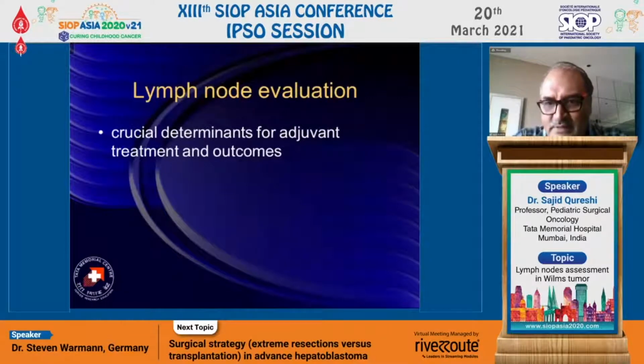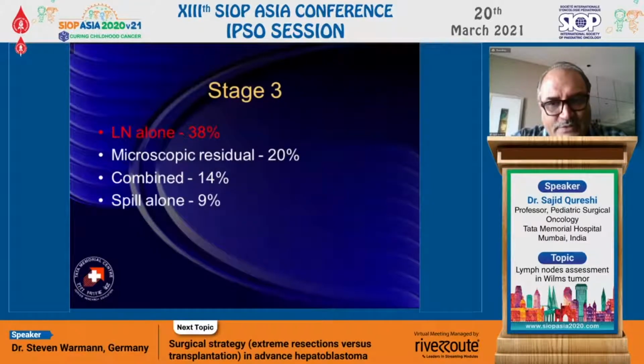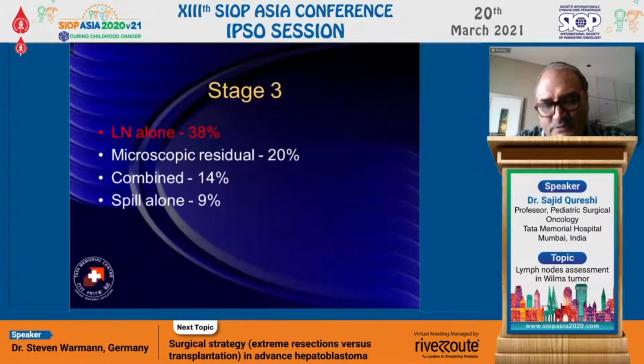The presence of lymph node positivity confers a stage 3 status, and that means we have to add doxorubicin if it was not given initially, and definitely radiation has to be added, and definitely there is an implication. The COG data says that of all the determinants of stage 3, the commonest cause of having stage 3 was lymph node involvement alone or in combination with microscopic residual disease. So lymph nodes are an important contributor to stage 3 disease.